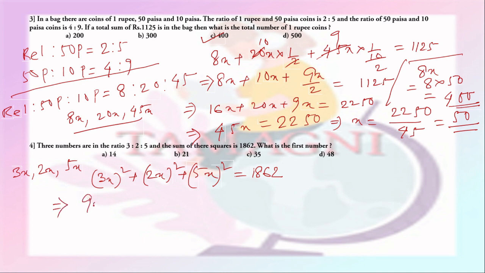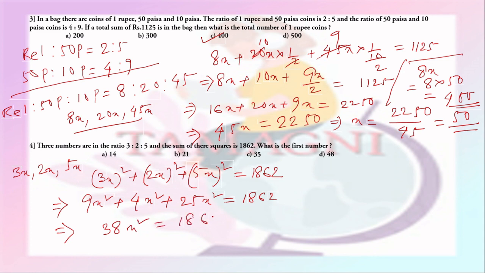This gives 9x² + 4x² + 25x², which will be equal to 1862. So on adding these three we get 38x² equal to 1862. This gives x² equal to 1862 by 38, which is equal to 49. So this gives x equal to 7. So the value of x is 7.